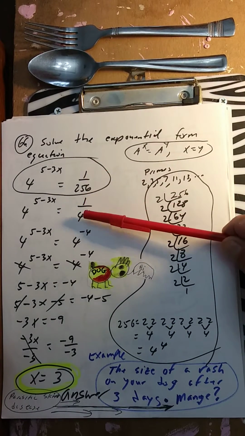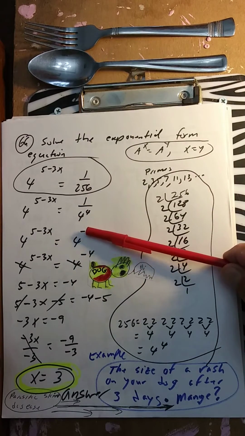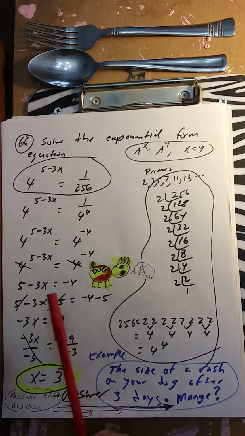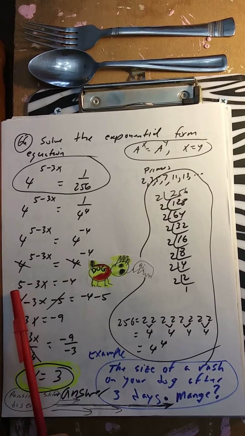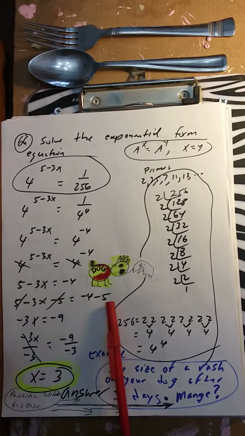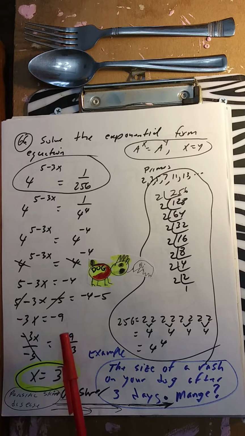Substitute it in there, 1 over 4 to the 4. Rewrite it, bring it to the top, make it a negative exponent. So now they're matching. 4 matches, nice, yes. So these are gone. So 5 minus 3x is this. Minus 5, minus 5, so negative 3x equals negative 9. Divide by 3, divide by 3, so x equals 3.